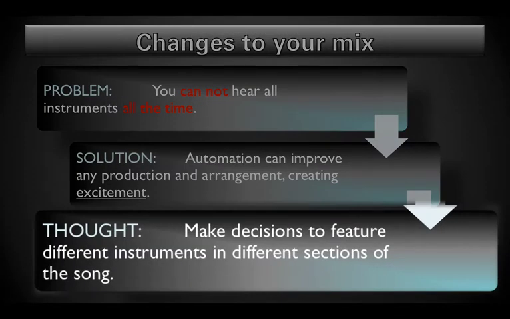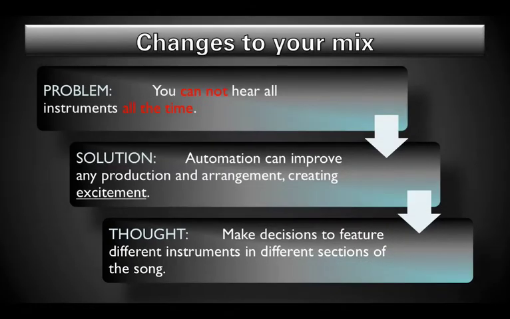linear production. You have to make specific decisions to feature instruments in different sections, especially if you're working with something that is not produced but more of a live environment, like for instance a local band that you're producing where the guitar sounds, bass and drums are the same throughout the song. Now you have a chance to not just layer different instruments on top of each other but create nonlinear excitement through automation.